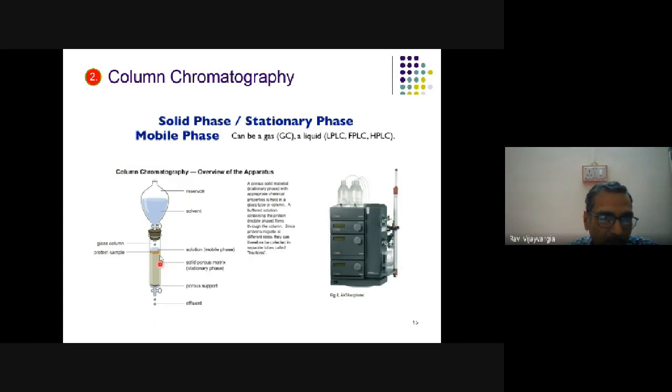So here this is the column in which you put your resin. This is the stationary phase in the column. Your buffer will be the mobile phase, and you put your sample here. The sample will get separated. You collect the fractions, and you check the fractions by SDS-PAGE. You see which fractions contain your protein of interest.